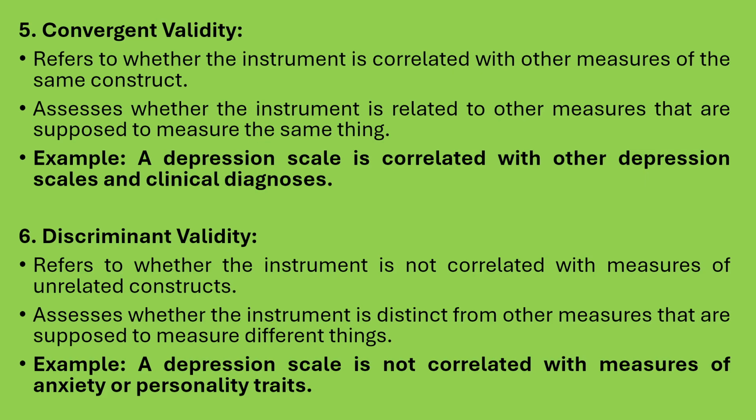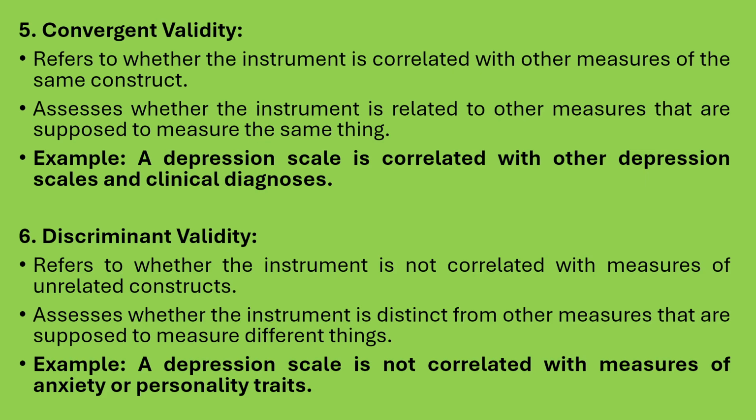The fifth type is convergent validity. It refers to whether the instrument is correlated with other measures of the same construct. It is used to assess whether the instrument is related to other measures that are supposed to measure the same thing. An example can be a depression scale that is correlated with other depression scales and clinical diagnosis.